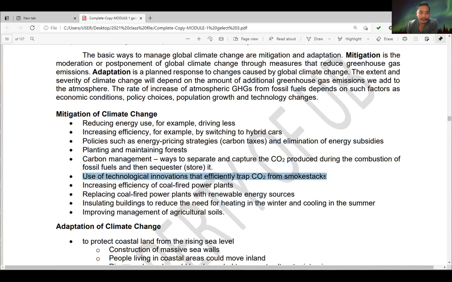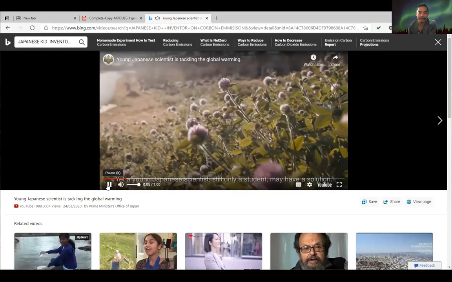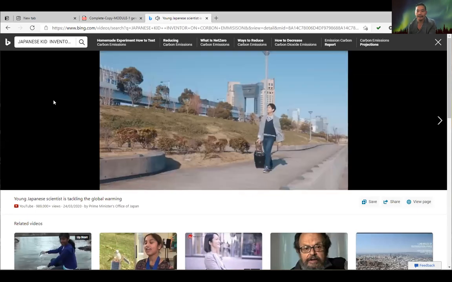The use of technological innovations that efficiently trap carbon dioxide from smoke stacks. In other countries, we do have innovations like this, and I think I remember a Japanese kid. Let's try to see if we can investigate on this. Okay, I have found a Japanese boy. Still only a student, may have a solution.